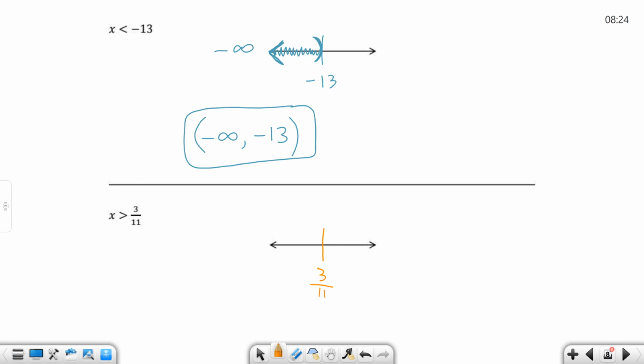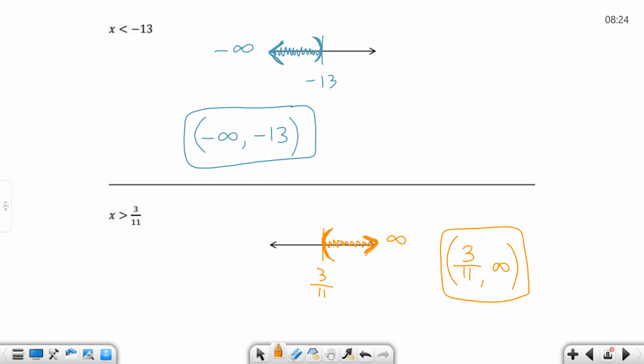3/11. Which way is greater than? To the right. Shade the arrow. The arrow represents infinity. And then what goes around this? Parentheses. There's no equals. Now, before we go on any further, I want to finish this one and then talk about something. So we have 3/11, comma, infinity, and they both get parentheses here.